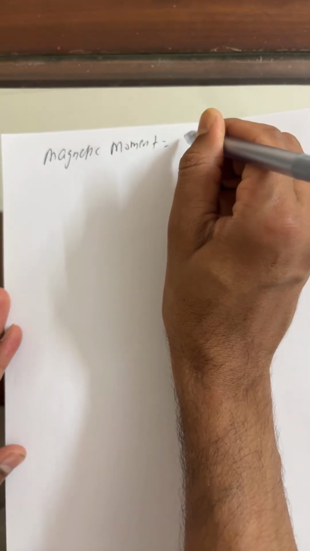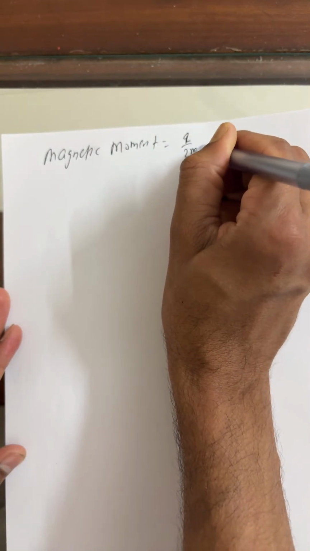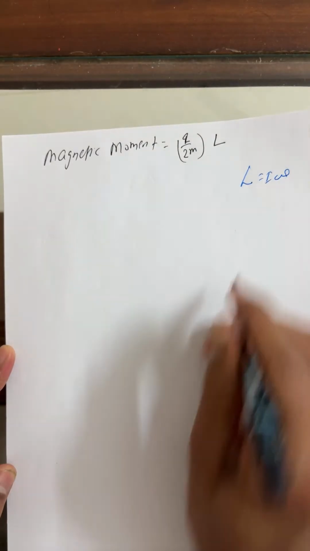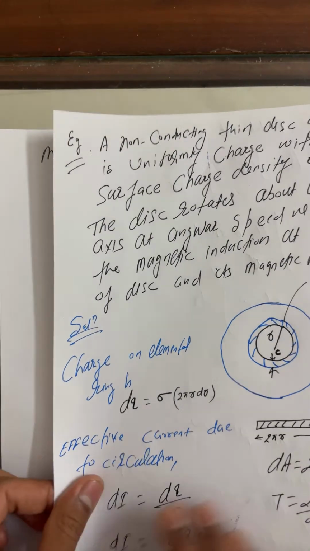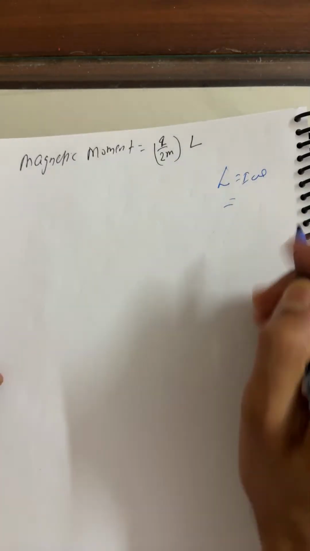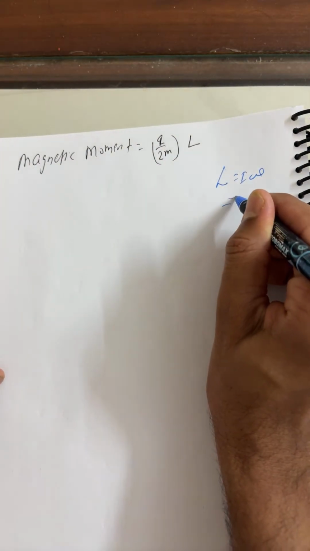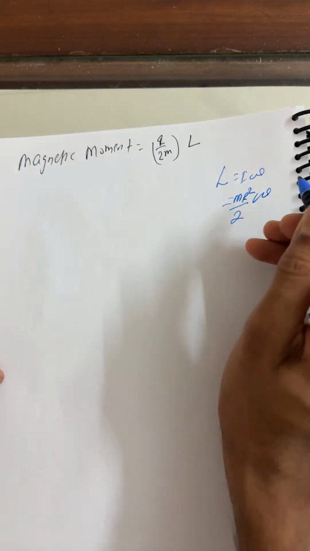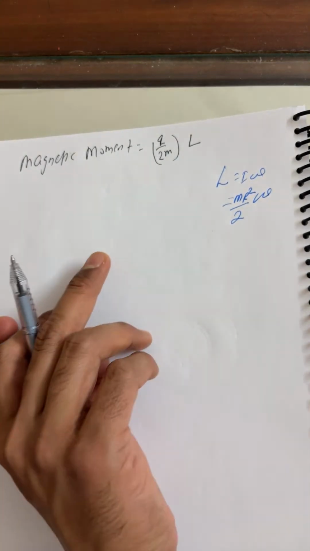So the magnetic moment is q by 2m into L. And L is I omega. What is I? The moment of inertia of a disk about its center. I hope all of you remember, it is mr square by 2. So here you can write mr square by 2 and omega.